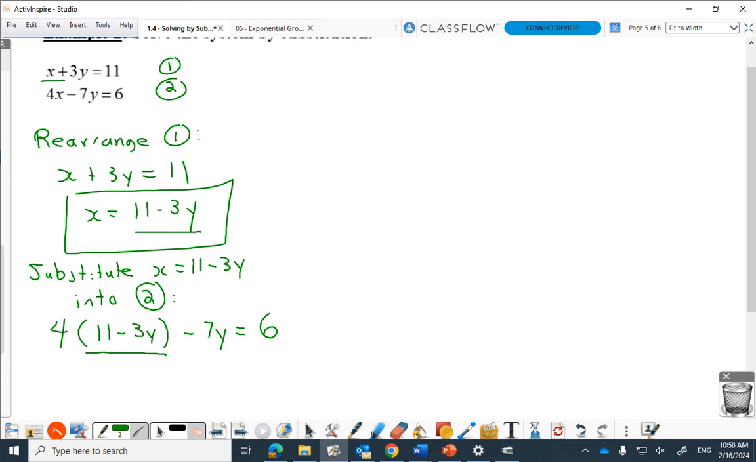All right, but if your irregular equation solving is not great, you're going to want to listen to these steps. When there's brackets, we do the distribution. This 4 gets multiplied by each of these in the brackets. So I get 44 minus 12y minus 7y equals 6.